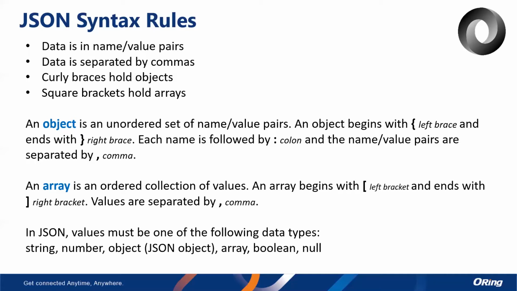An array is an ordered collection of values, and begins with a square bracket, ends with a square bracket, and the values are separated by commas. And all you have to remember is that JSON values must be one of the following data types. We can choose between string, number, object, which is a JSON object actually, array, Boolean, or null.